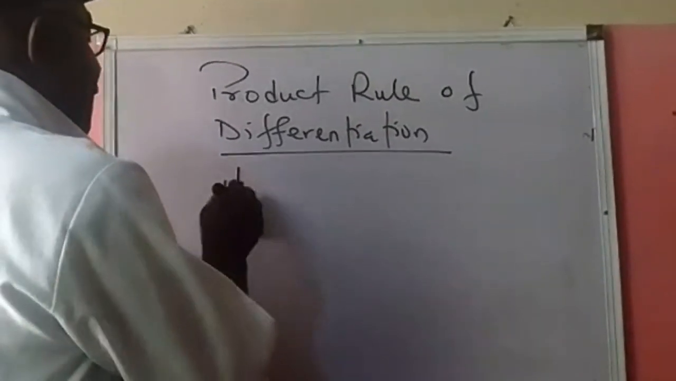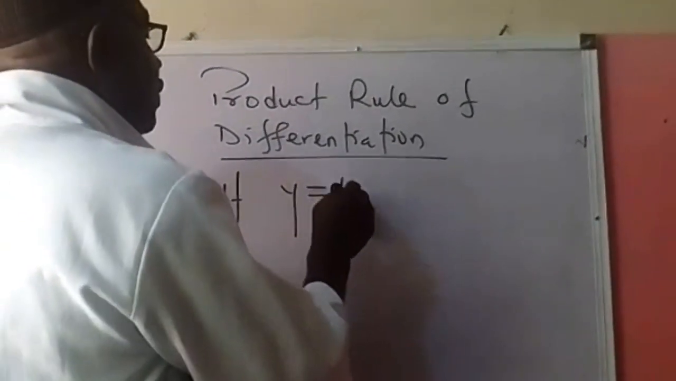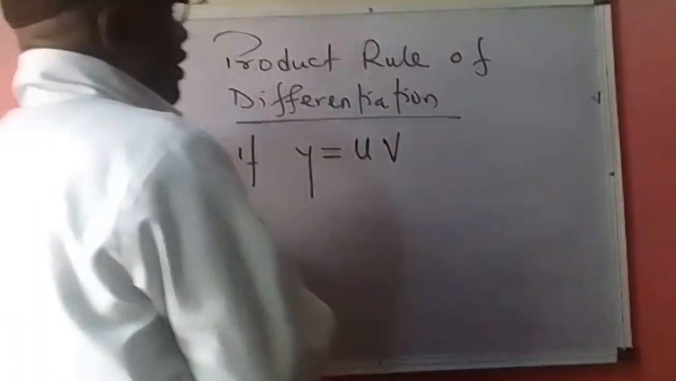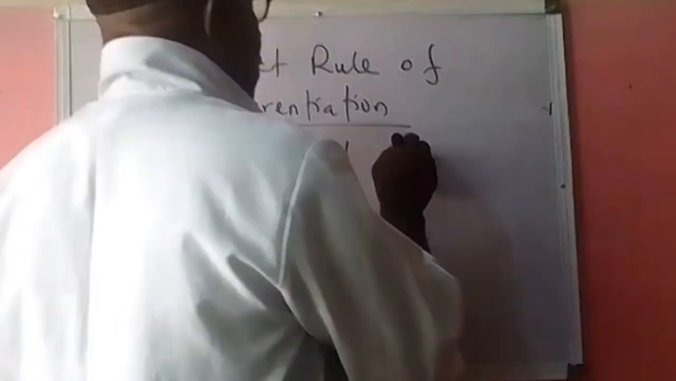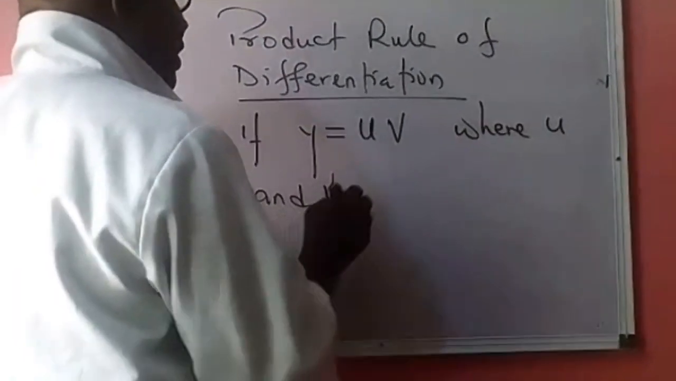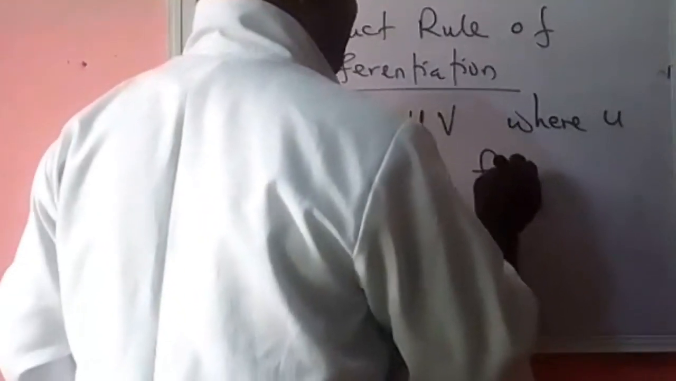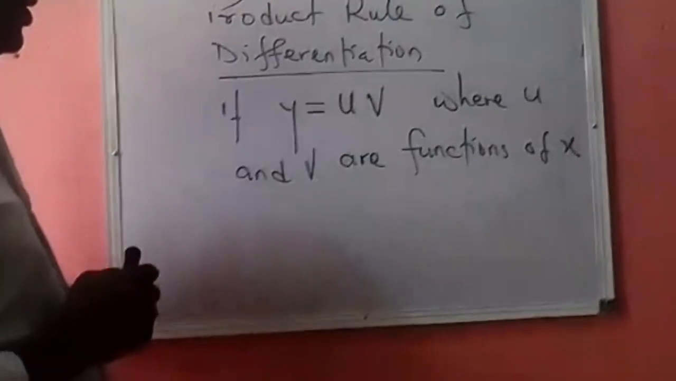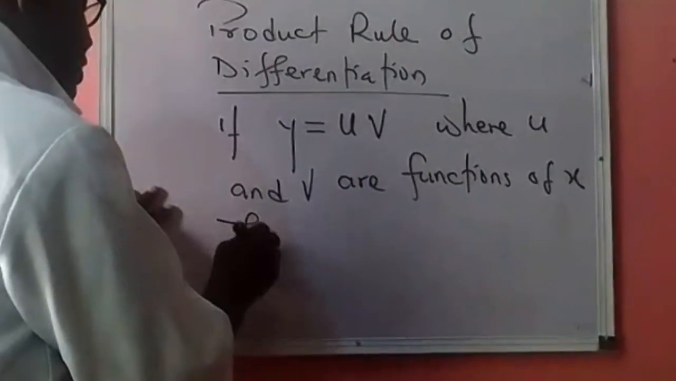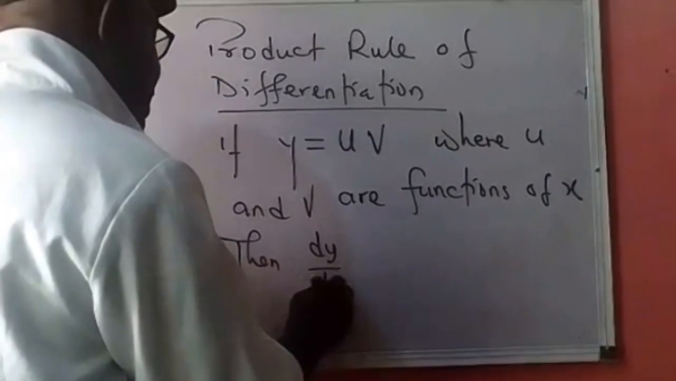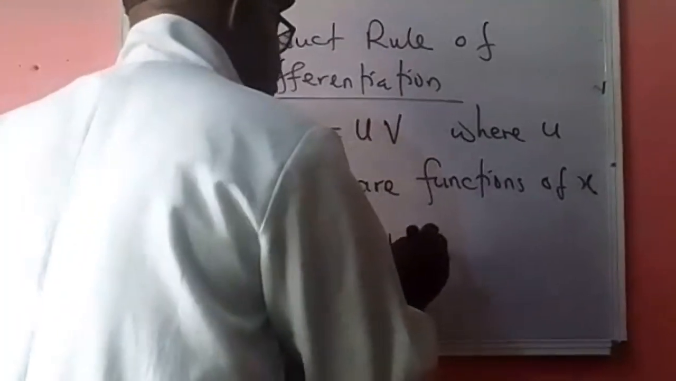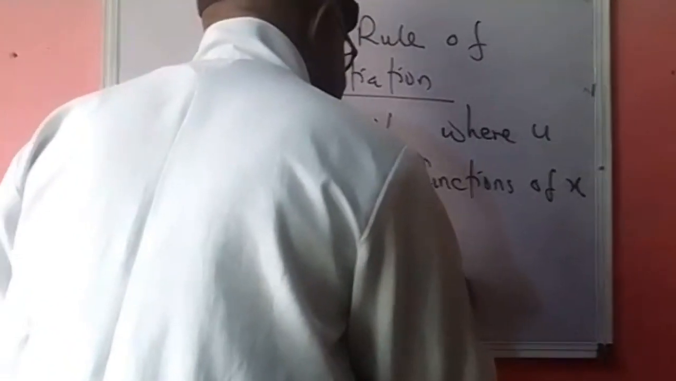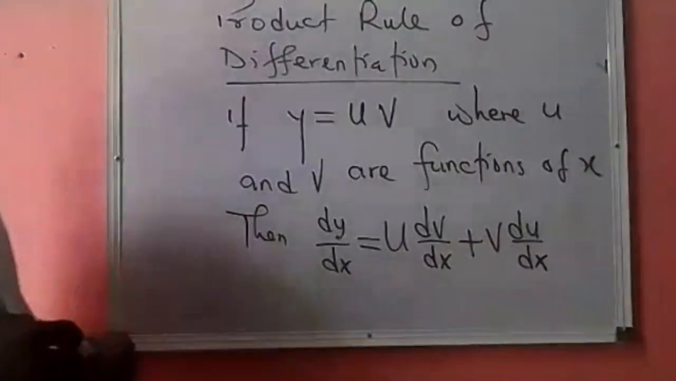It states that if y is equal to u times v, that is, a product of two functions, where u and v are functions of x, then the product rule states that dy/dx will be equal to u dv/dx plus v du/dx. So that is what the product rule states.